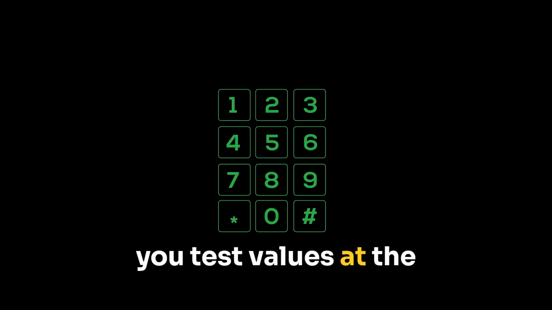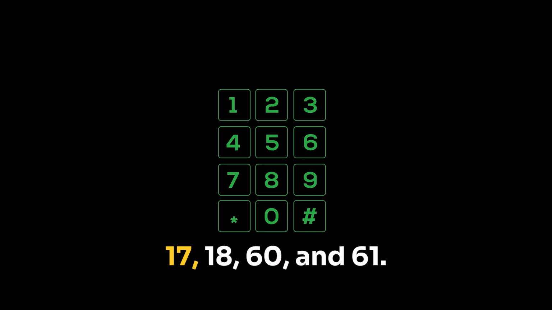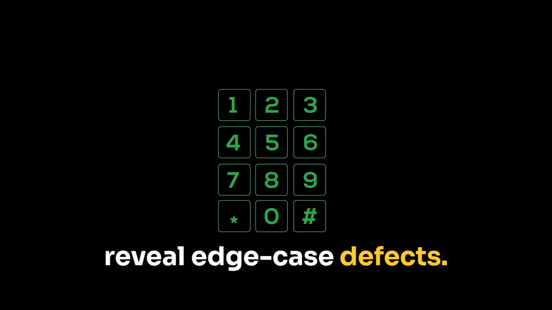2. Boundary value analysis. Here you test values at the edge of input ranges. Using the same age example, you test 17, 18, 60, and 61. Boundary values often reveal edge case defects.